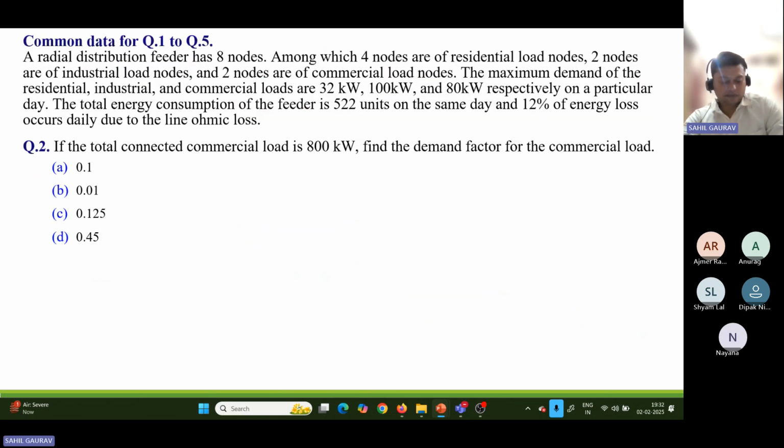Now coming to the next problem. In the next problem, it is given that the total connected commercial load is 800 kilowatt. Find the demand factor for the commercial load. So I'm writing the demand factor expression, and you can find the demand factor for the commercial load.